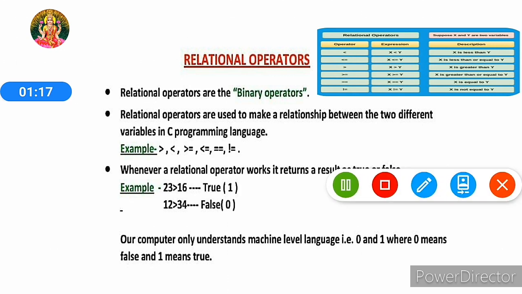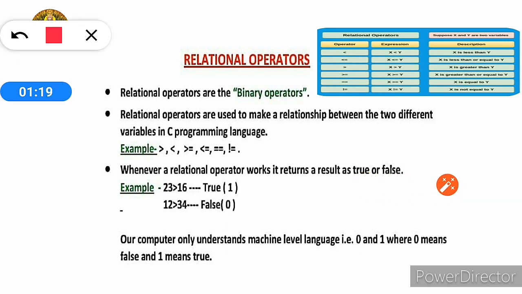Relational operators, as I have already discussed, make a relationship between two different variables in the C programming language. Some examples of relational operators are greater than, less than, greater than or equal to, less than or equal to, and not equal to.